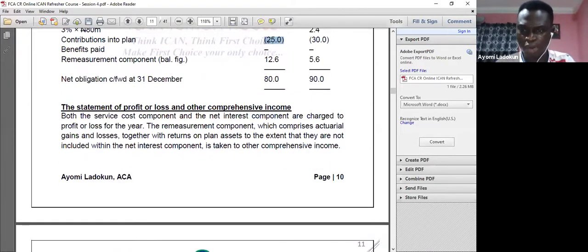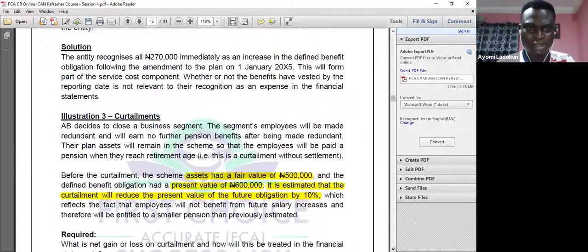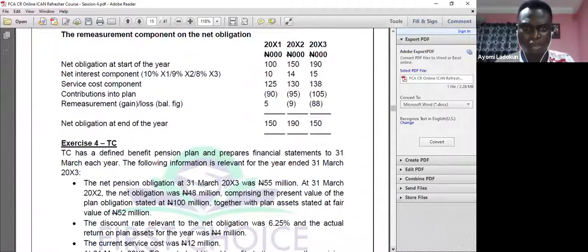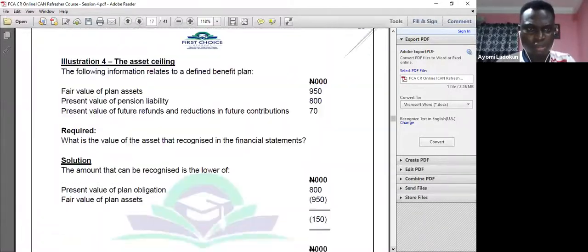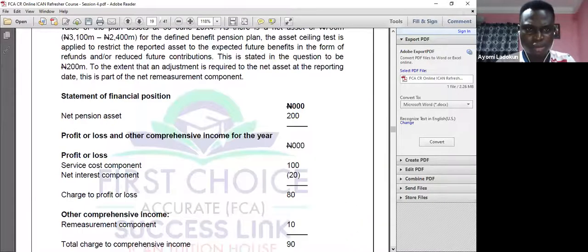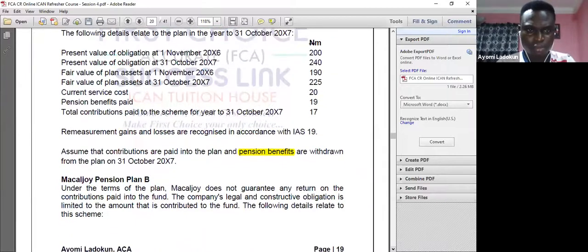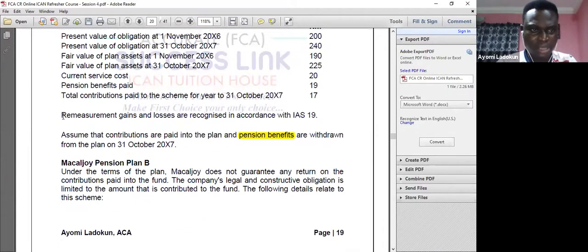Now, in that ACCA question, there's a clause there. Let's see again. Sorry, we are just scrolling up and down. Now, it said, assume that contributions are paid into the plan and pension benefits are withdrawn. So that makes the difference.